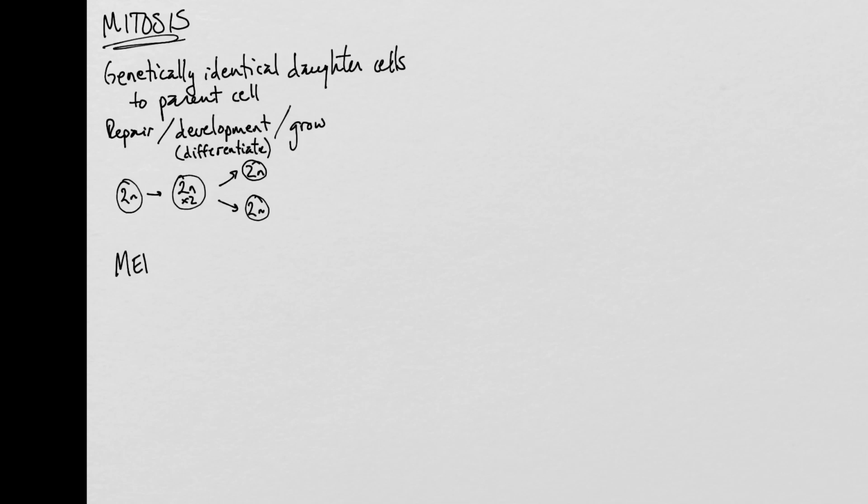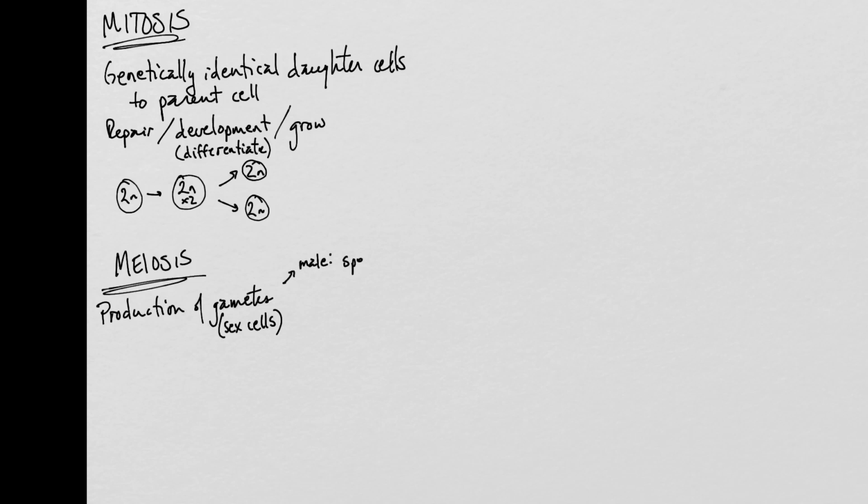Meiosis only happens in one place in your bodies. Meiosis is used in the production of gametes. I believe we've gone over this word, but let me just say it here. Gametes are sex cells. And in humans, the male gamete is the sperm, and the female gamete is the egg.